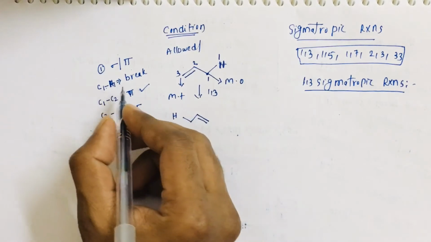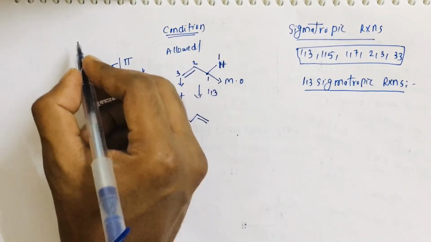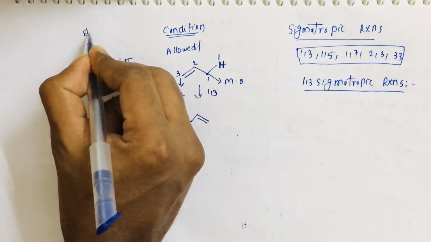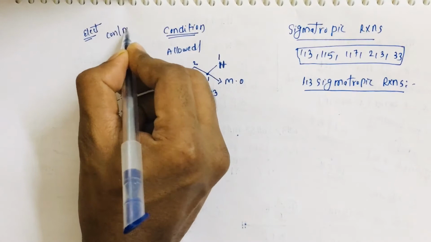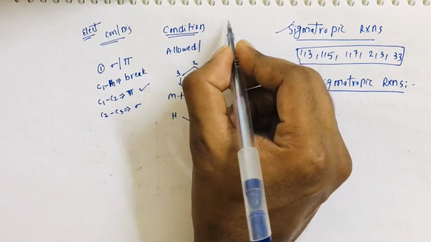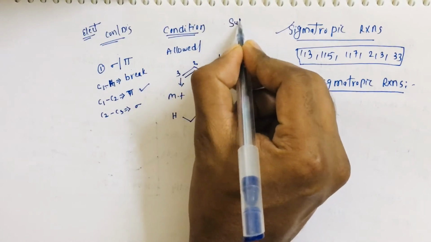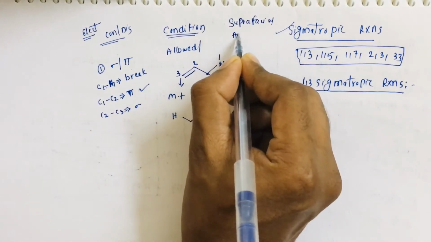And what about antifacial and suprafacial? When we were talking about electrocyclic reactions, there we spoke about conrotation and disrotation. When you are talking about sigmatropic reactions, here we need to talk about suprafacial and antifacial. So what is suprafacial and what is antifacial?